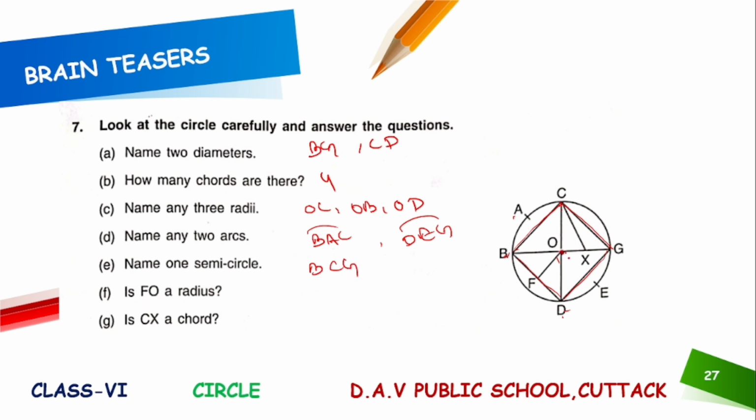Is FO a radius? No, because it does not touch the circle, that's why no. Is CX a chord? No, it does not touch the circle, that's why no. Because a chord is a line where both ends are on the circle.